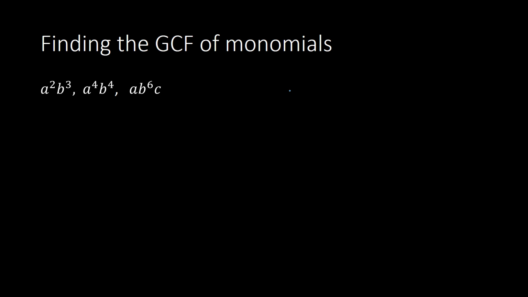Here's another example where now we have 3 monomials, and we're trying to find the greatest common factor of all 3 of these. So what factors do they have in common? Well, notice this one has 2 A's, this one has 4 A's, this one has 1 A. What do they have in common? Well, they all have 1 A in common. So we take 1 A. And then do the same thing with the B's. This one has 3 B's, here's 4 B's, and here's 6 B's. What do they have in common? Well, they all have 3 B's in common. So we take 3 B's.